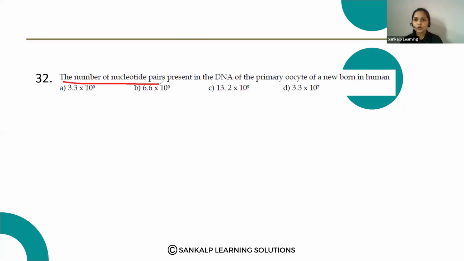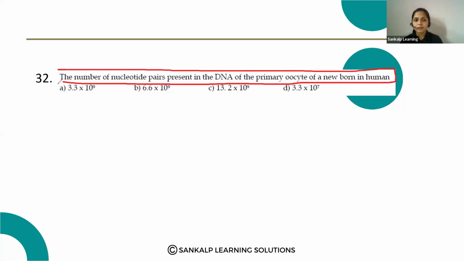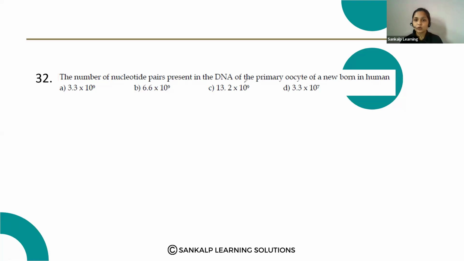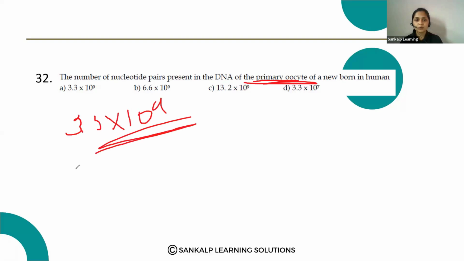The number of nucleotide pairs present in the DNA of primary oocyte of newborn human is: 3.3 into 10 raised to 9, 6.6 into 10 raised to 9, 13.2 into 10 raised to 9, 3.3 into 10 raised to 7. Here, the number of nucleotide pairs present in the DNA of the primary oocyte of a newborn human is 3.3 into 10 raised to 9 base pairs.